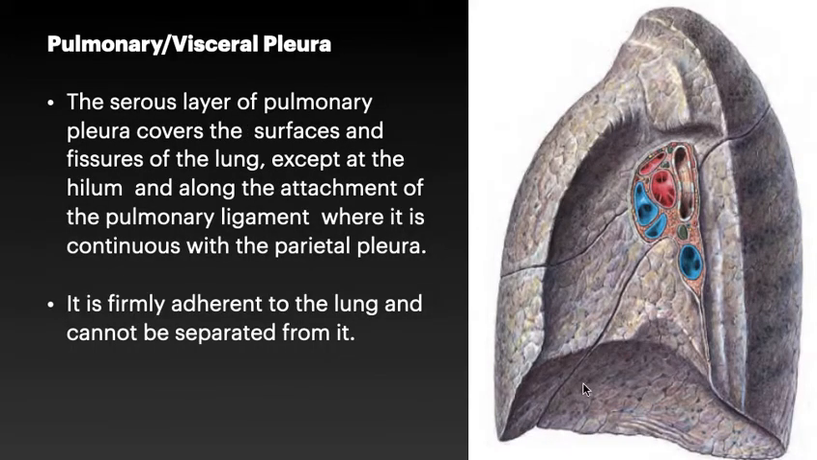The pulmonary or the visceral pleura. The serous layer of the pulmonary pleura covers the surfaces and the fissures of the lung except at the hilum and along the attachment of the pulmonary ligament, where it is continuous with the parietal pleura. It is firmly adherent to the lung and cannot be separated from it.